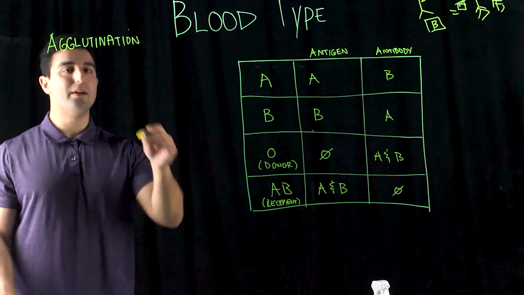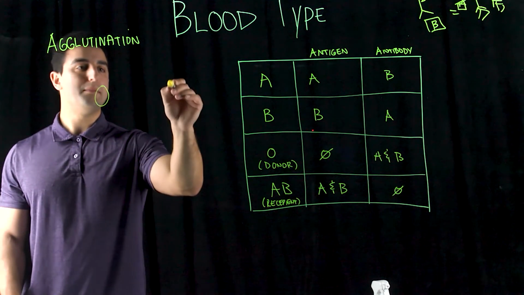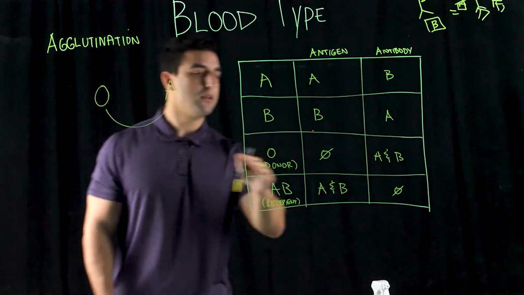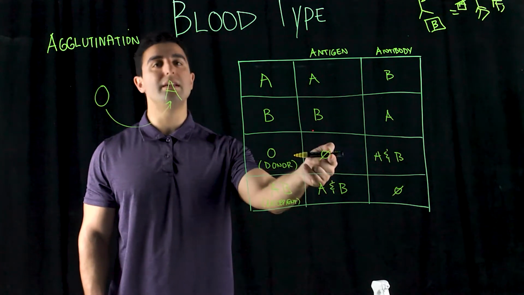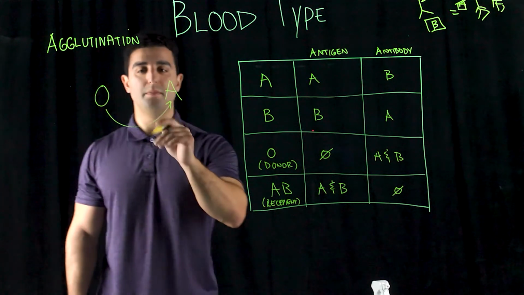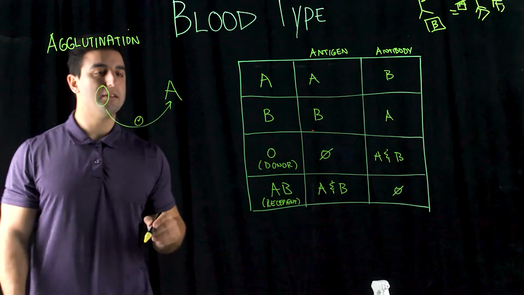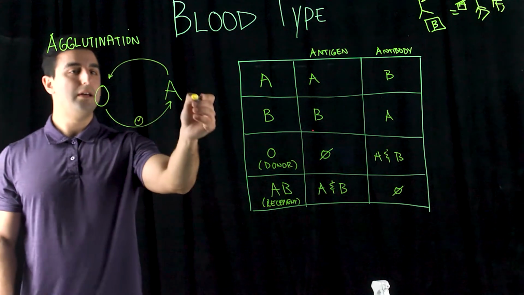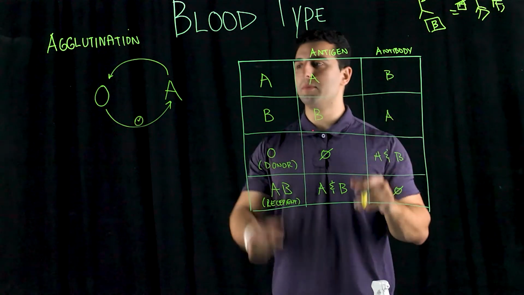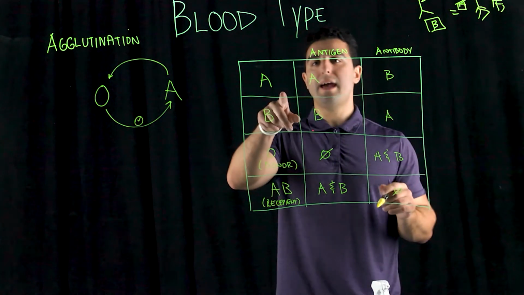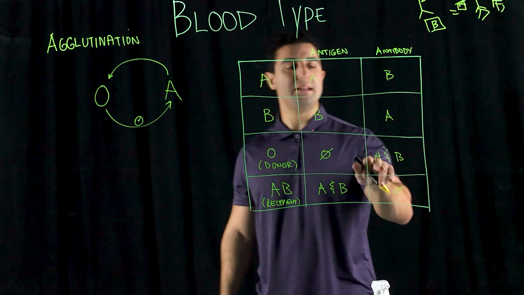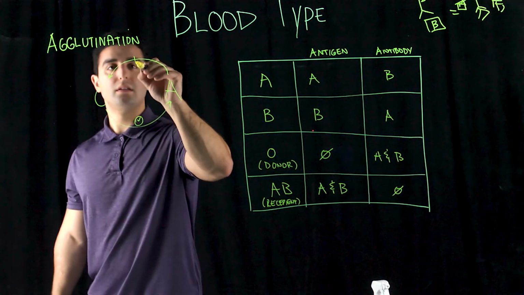Let me give you an example. If I ask about type O and type A, can O donate blood to A? If you look at the chart, O has zero antigens, so this will not trigger any immunogenic response or agglutination. So this is a check. This is possible. However, if I do the opposite, A going to O, is this possible? If you look at the table, no, because A has specifically A antigens, and the type A blood antigens will react with the type O antibodies that are present here. So this will not take place.